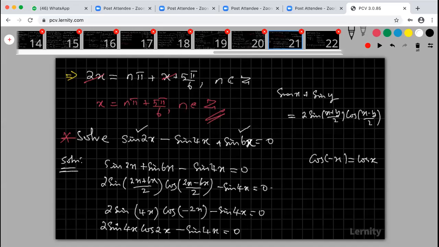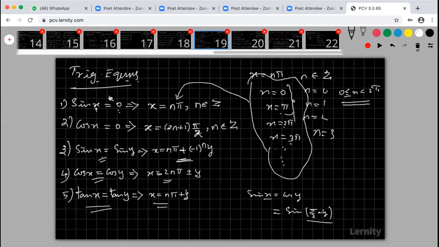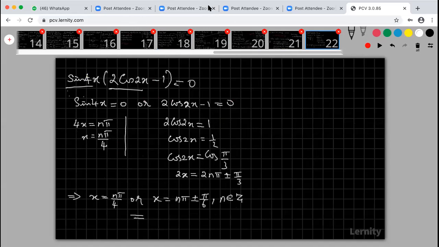Last problem in this problem: sin 2x minus sin 4x, sin 6x. This is a trigonometric equation. I'm going to write that trigonometric equation in this format. Try to write the equation in this format. If I'm getting the equation in this format, then these are the solutions. Based on this solution, I will finalize the solution for the given trigonometric equation.